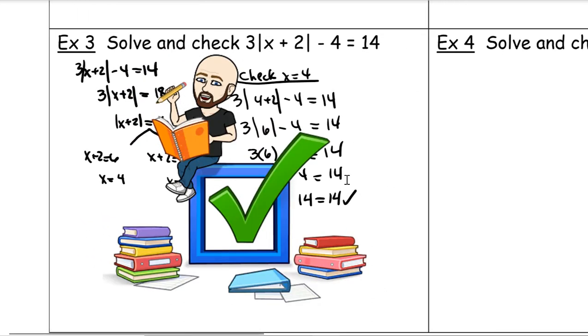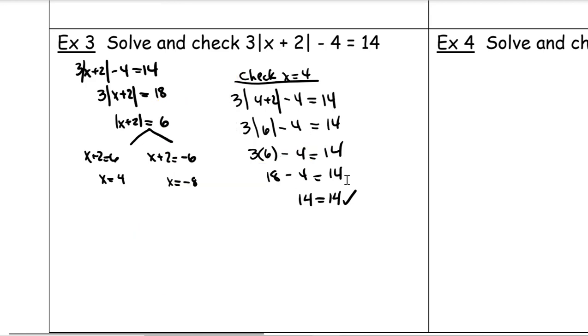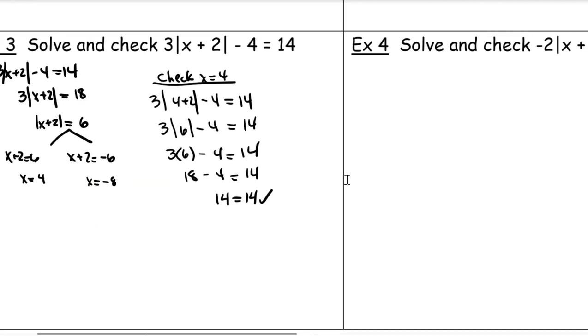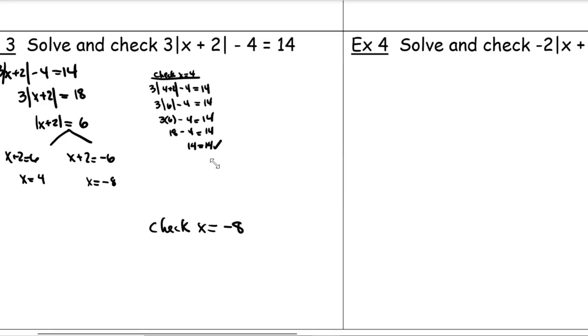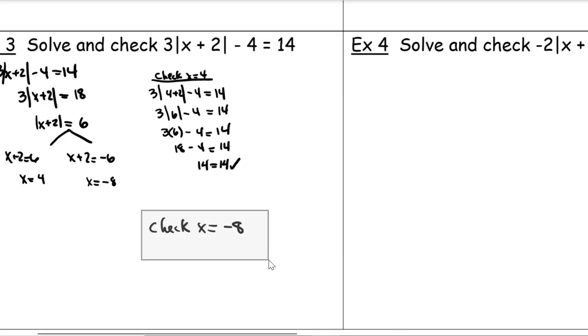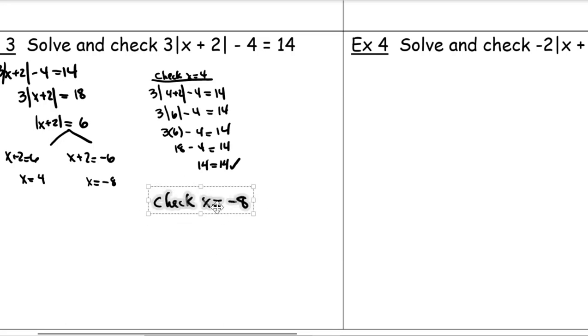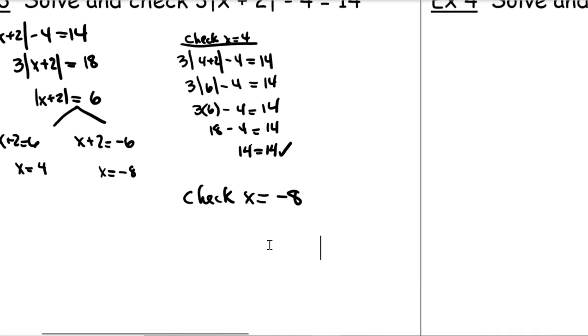Now we're going to do that same thing with my other x value, which was negative 8. All right, so when we check negative 8, same thing. X equals negative 8. And you want to take your time, because as you go through and do this, it's really common to make an arithmetic mistake. So just be careful that we don't do that.